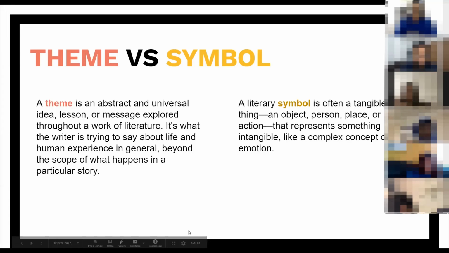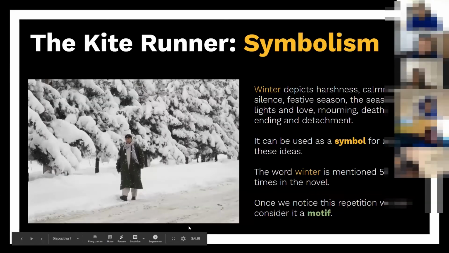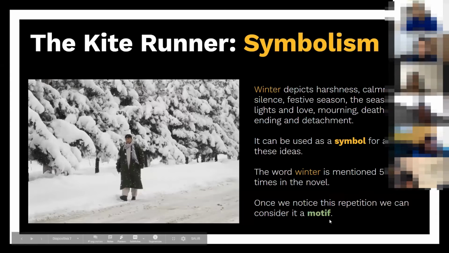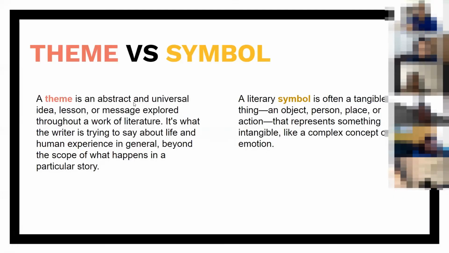Okay, so let's look a little bit more into that. Would it be like a feeling that a character has? Even a feeling or an emotion, if you see it multiple times, can serve as a motif. So, really quickly, it says here, a literary symbol is often a tangible thing, an object, person, place, or action that represents something intangible, like a complex concept or emotion. So usually it's something tangible and it represents something bigger.